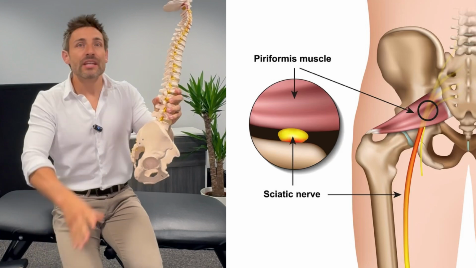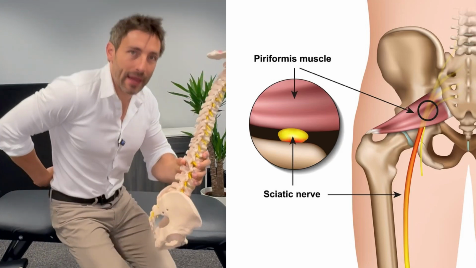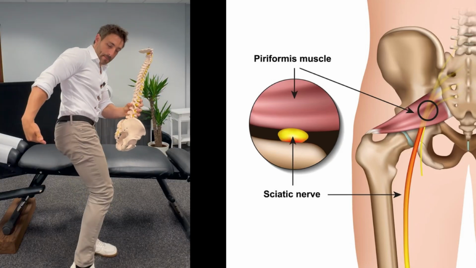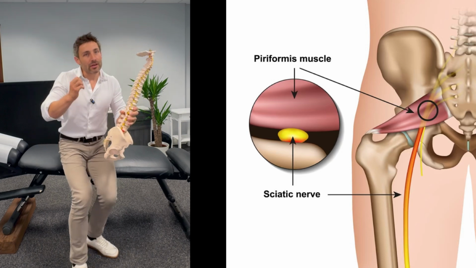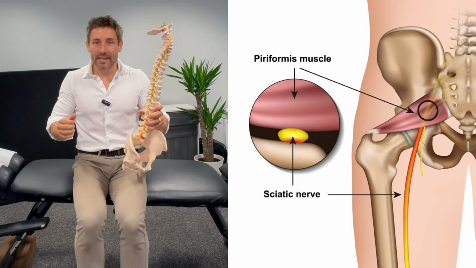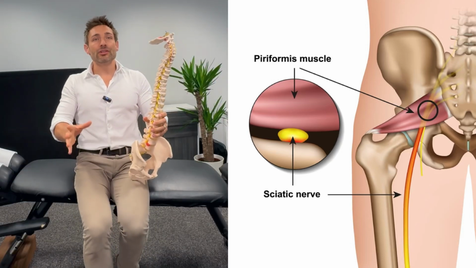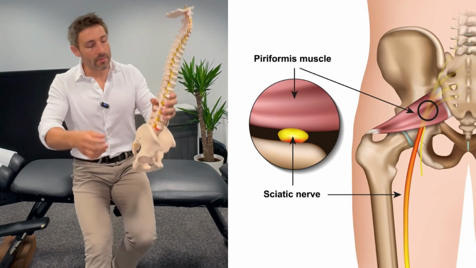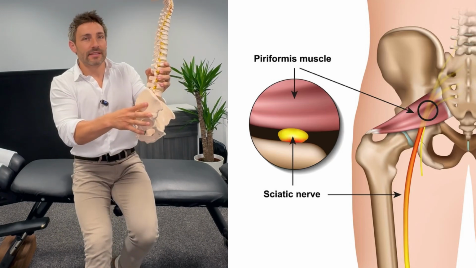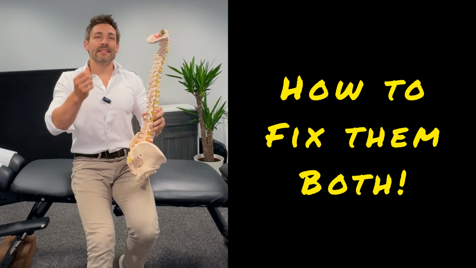So if you're getting pain, not in the lower back, you can bend and twist absolutely fine, but you are getting pain there that then goes down the leg, especially worse if you're sat for a long period of time, then there's a very good chance you've got what we call piriformis syndrome, which is sciatica coming from the buttock area. Now, I'm going to teach you how to fix these two different problems.